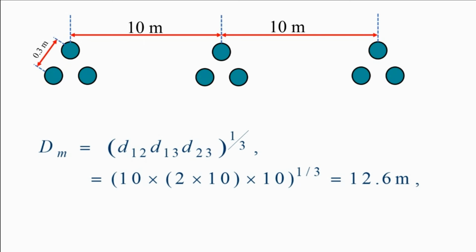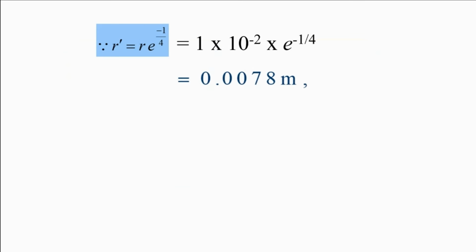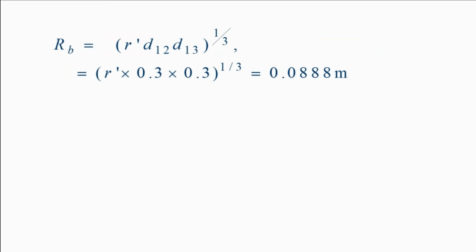Two of them are 10, 10. The wider one between the left and right one is 20 meters. So 10 multiplied by 20 multiplied by 10, to the power 1 over 3, equals 12.6 meters as the geometrical mean distance. R dash, we explained it: R dash is the radius of the conductor, which is 1 centimeter. I will convert it to meters, multiplying by 10 to the minus 2, by e to the minus 1 over 4. So it will be 0.0078 meters. I'm done with the geometrical mean distance.